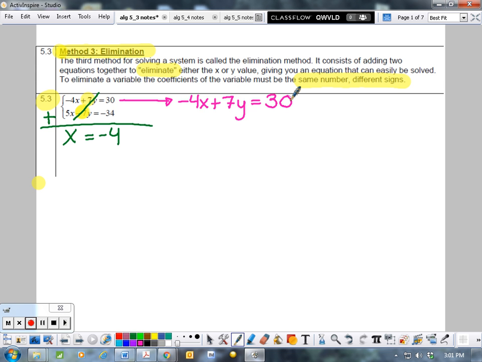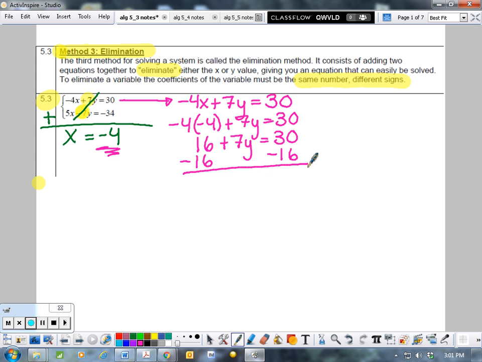And now we're going to use the idea of substitution. In that x spot, I'm going to put negative 4. So this is now negative 4 times negative 4 plus 7y equals 30. Negative 4 times negative 4 is 16, plus 7y equals 30. And now we're just going to solve for y. So I move the 16 to the other side, minus 16 on both sides. And now I have 7y equals 30 minus 16, which is 14. I divide by 7, and we now have our y value of 2.